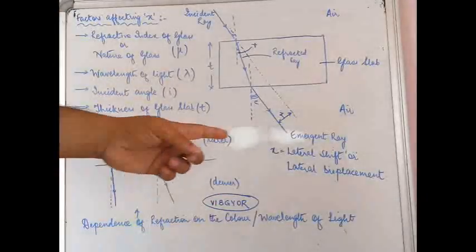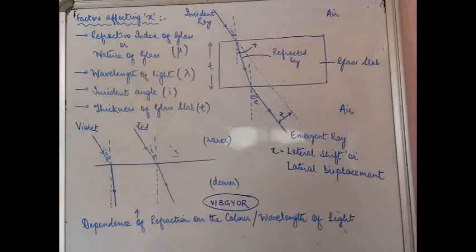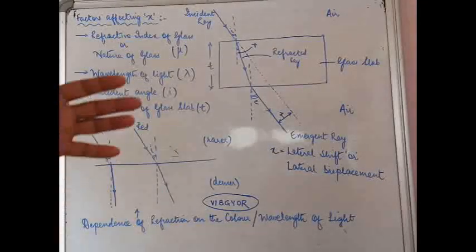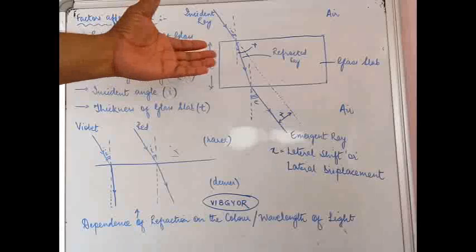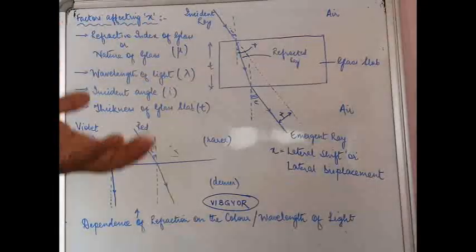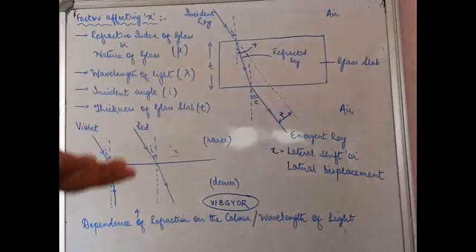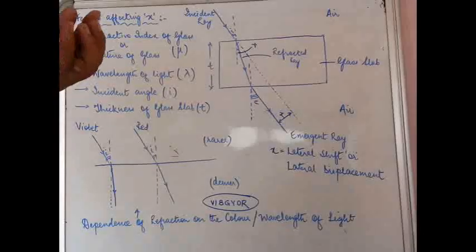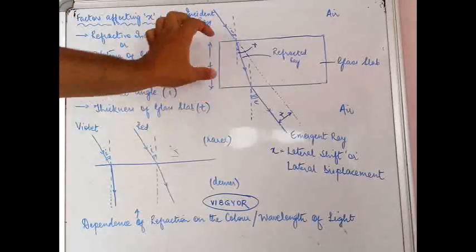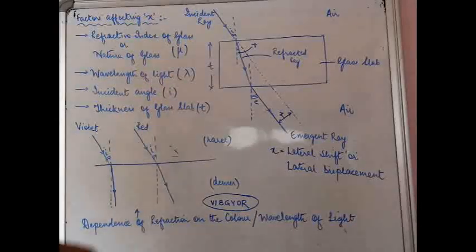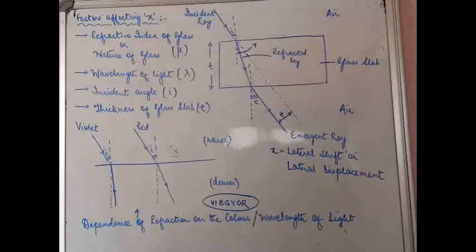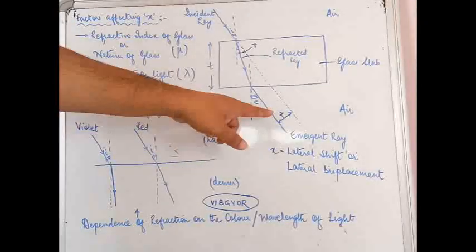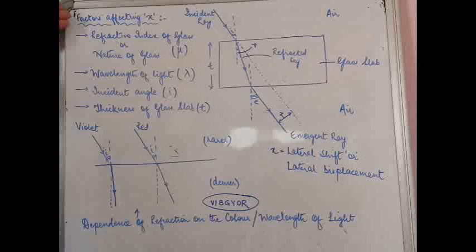This lateral shift, as I already told you, will not be the same in all cases. You can have a number of variables in this process. You can take glass slabs made of different kinds of glass, you may have an increased thickness of the glass slab, or you may take different colors of light. The factors affecting the x value we are going to discuss now.